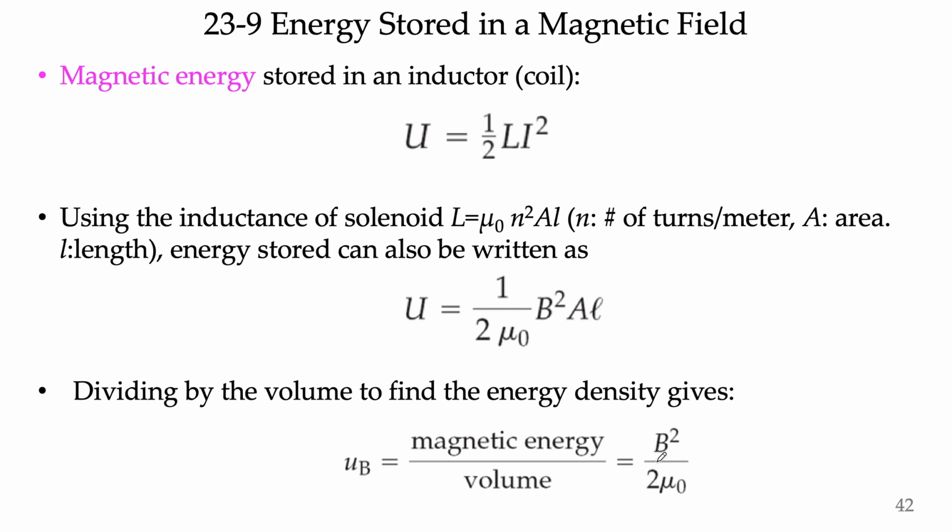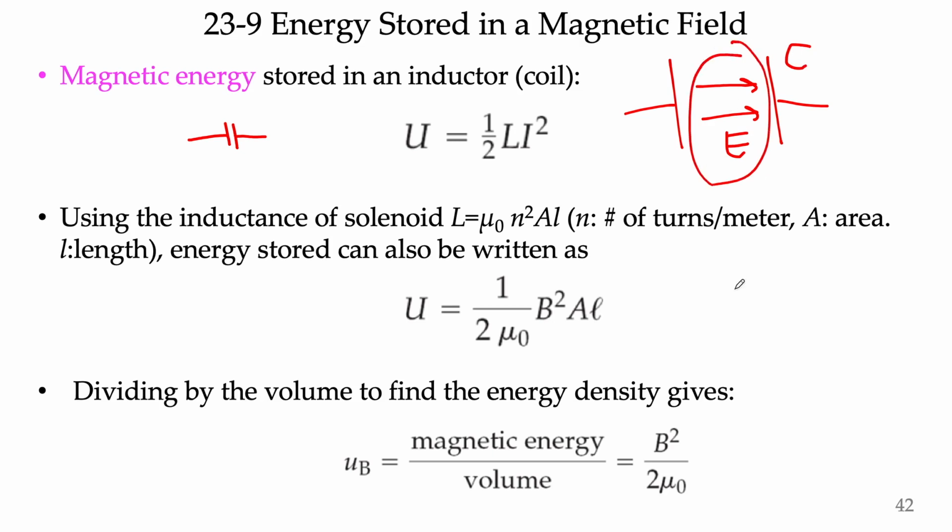Okay, energy stored in a magnetic field. If you remember, let's make an analogy with capacitors again. Capacitors store energy, right? How? If you remember, let me draw it larger. There will be electric field lines inside, and so the capacitor stores energy in terms of electric field lines.